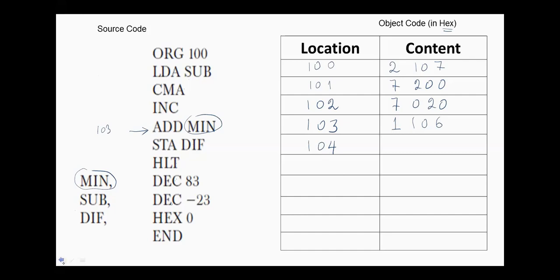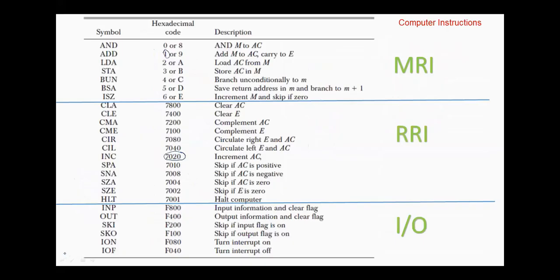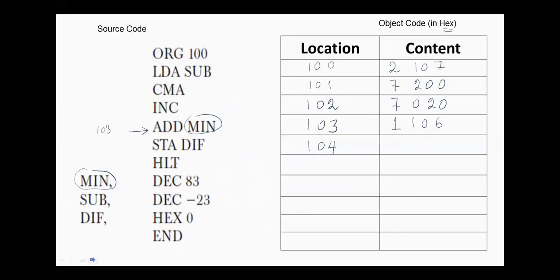The next instruction, store at location 104, and the code for the store in direct mode is 3 here. So we'll have here 3, and the address of diff: here we have 104, 105, 6, 7, 8, 108.